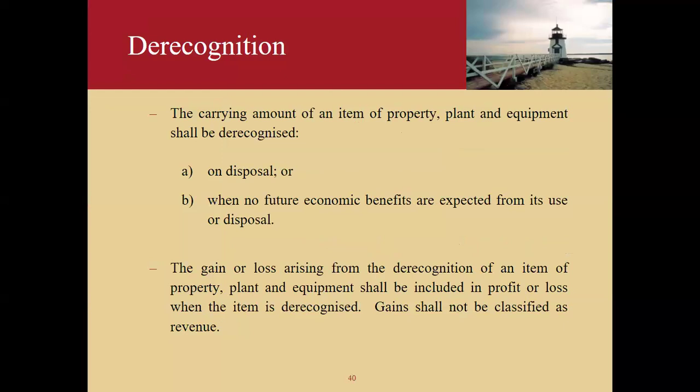So there are instances where we have to derecognize property, plant, and equipment. The carrying amount of an item of property, plant, and equipment shall be derecognized A, on disposal, when we dispose of the asset. B, when no future economic benefits are expected from its use or disposal. The gain or loss arising from the derecognition of an item of property, plant, and equipment shall be included in profit or loss when the item is derecognized. Gains shall not be classified as revenue.